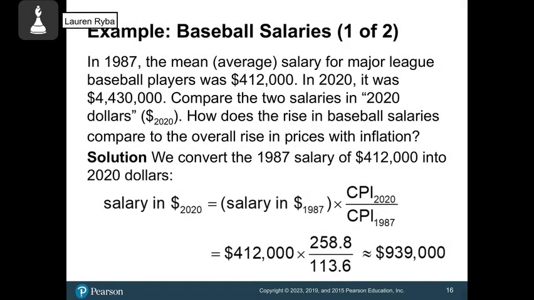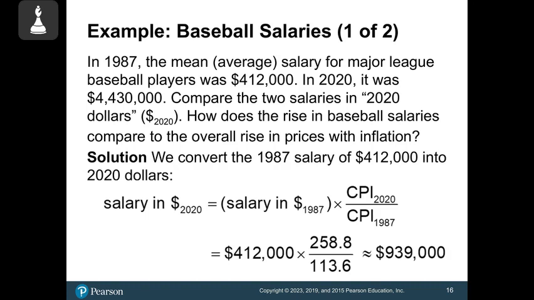So we will use that formula here to do an example with baseball salaries. In 1987, the mean or the average salary for a Major League Baseball player was $412,000. In 2020, it was $4,430,000. Let's compare those two salaries in terms of 2020 dollars and talk about how the rise in baseball salaries compares to the overall rise in prices with inflation.